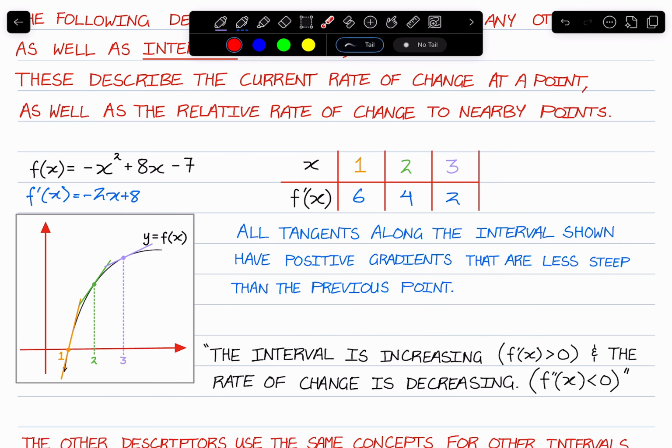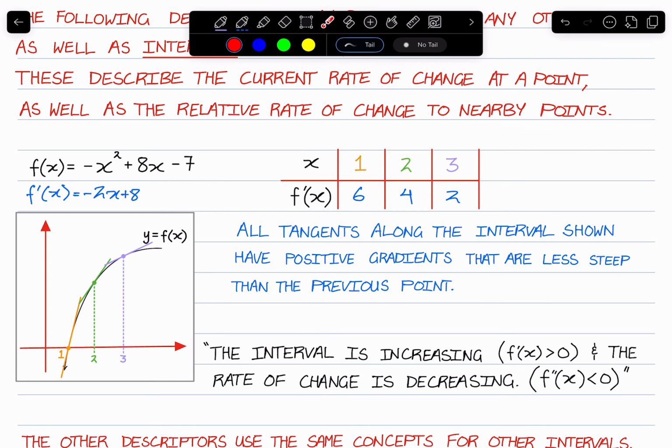So in summary, the interval is increasing, meaning the first derivative is greater than 0, and the rate of change is decreasing. F double prime of x is less than 0. So these are positive gradients, but they are decreasing in rate.